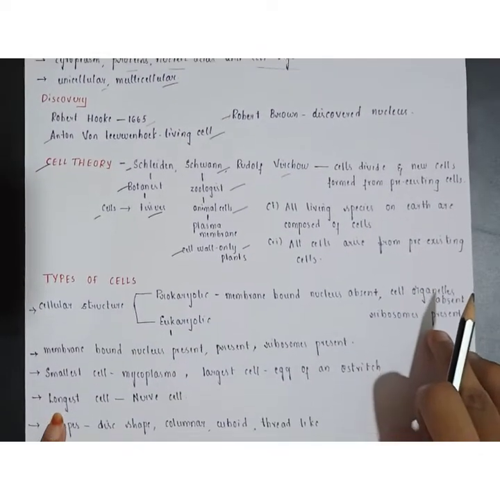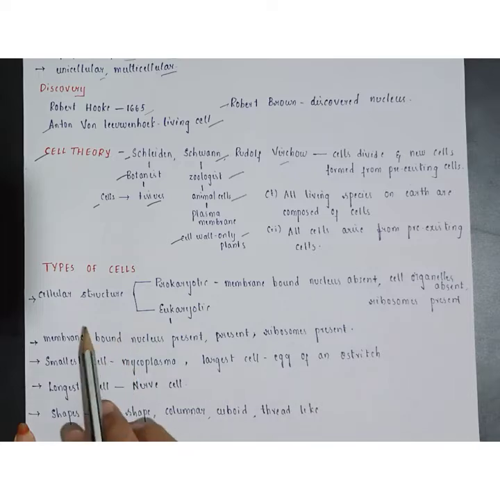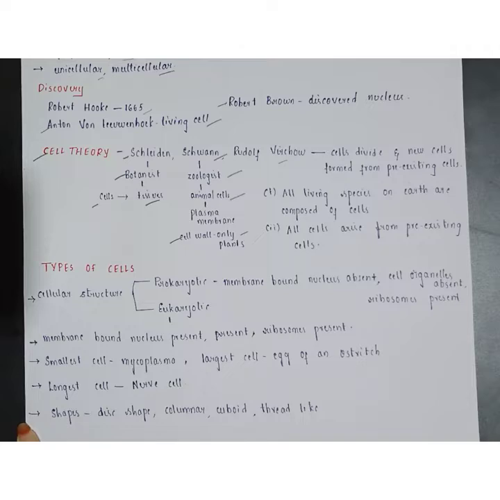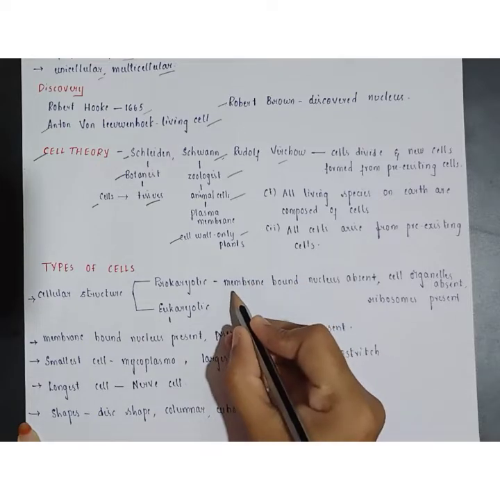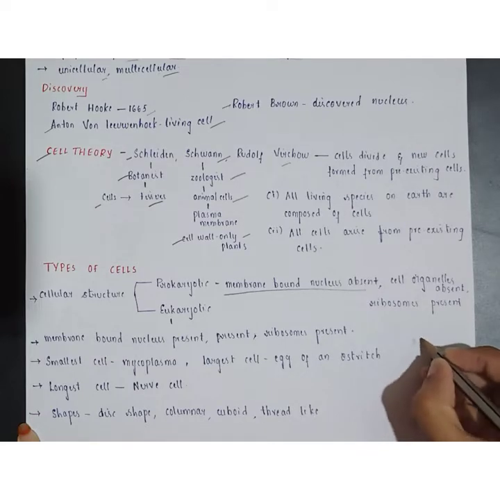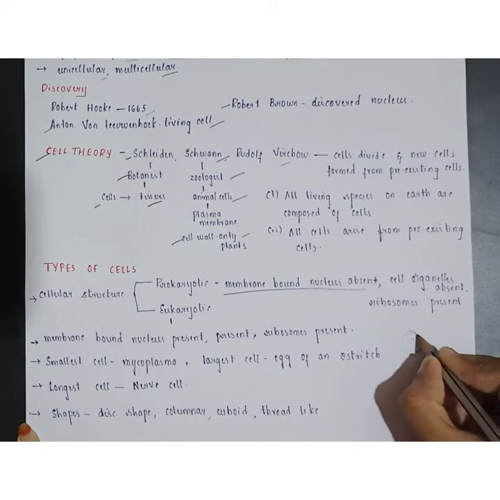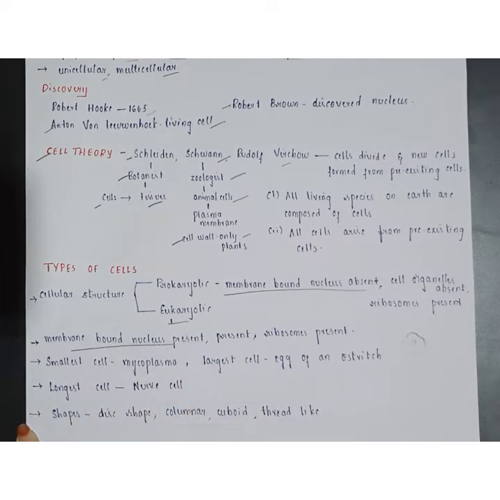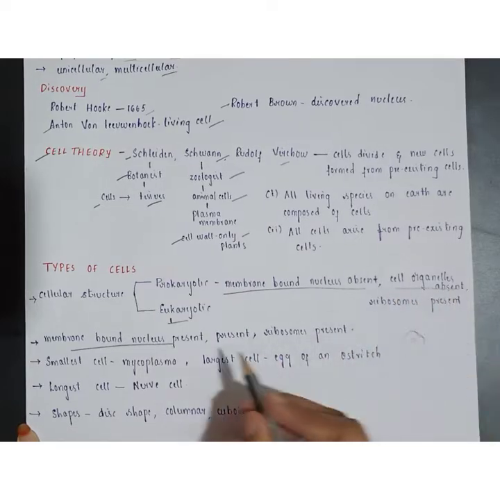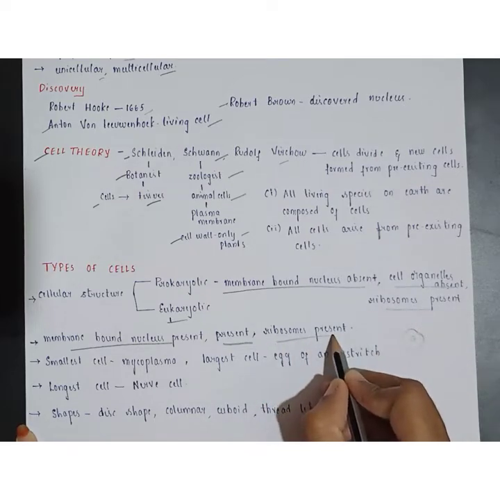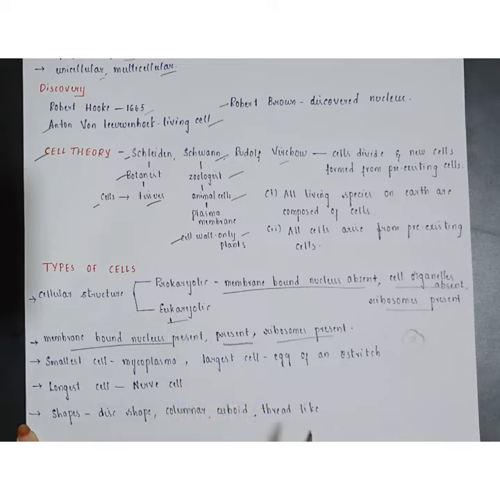And now let us learn about the types of cells. Based on cellular structure, cells are classified into prokaryotic cells and eukaryotic cells. What is the difference between them? In prokaryotic cells, a membrane-bound nucleus is absent. If we take this as a nucleus, in a prokaryotic cell no membrane is present around the nucleus, whereas in eukaryotic cells a membrane-bound nucleus is present. In prokaryotes, cell organelles are absent, whereas in eukaryotes, cell organelles are present. Ribosomes are present in both prokaryotes and eukaryotes. So this is about eukaryotic and prokaryotic cells.